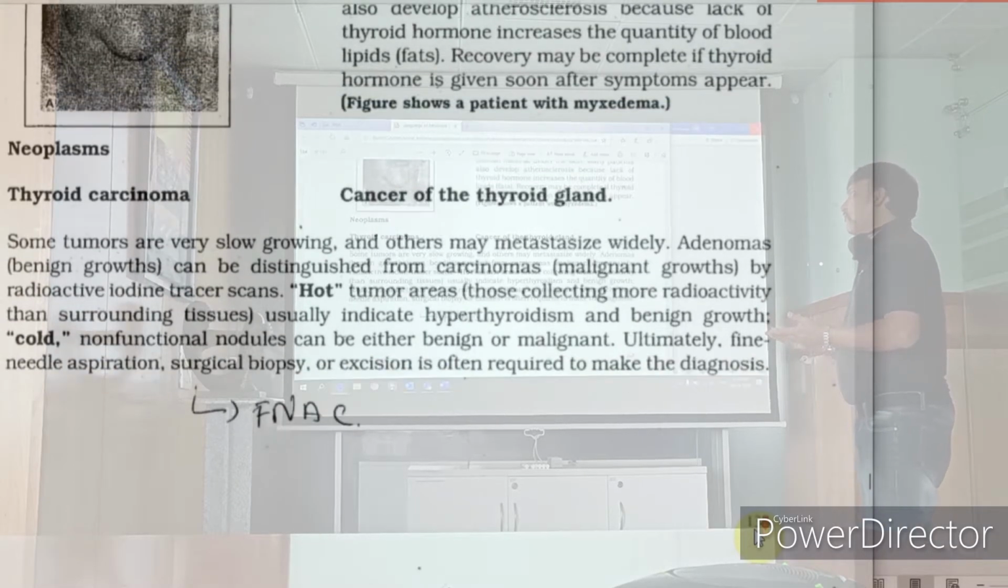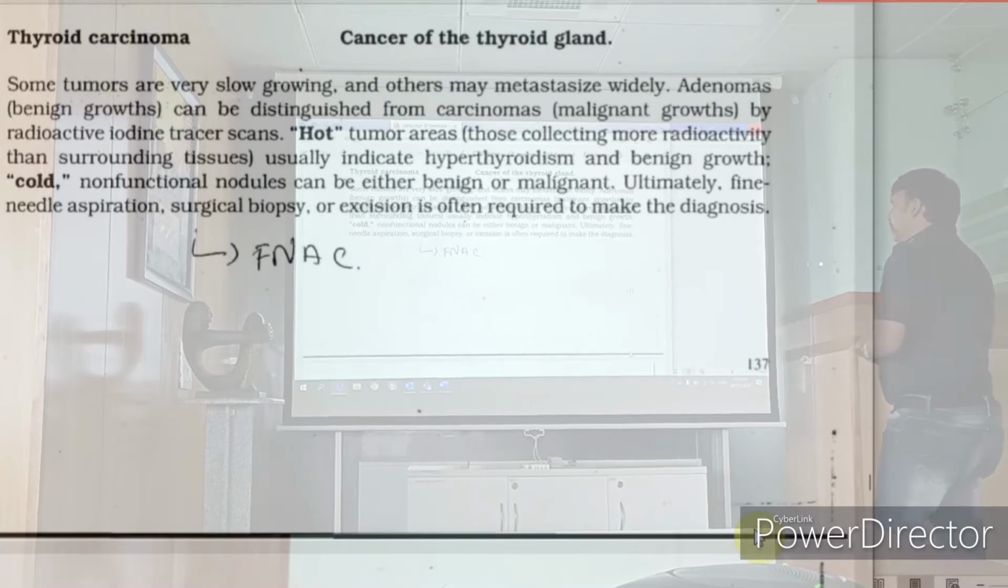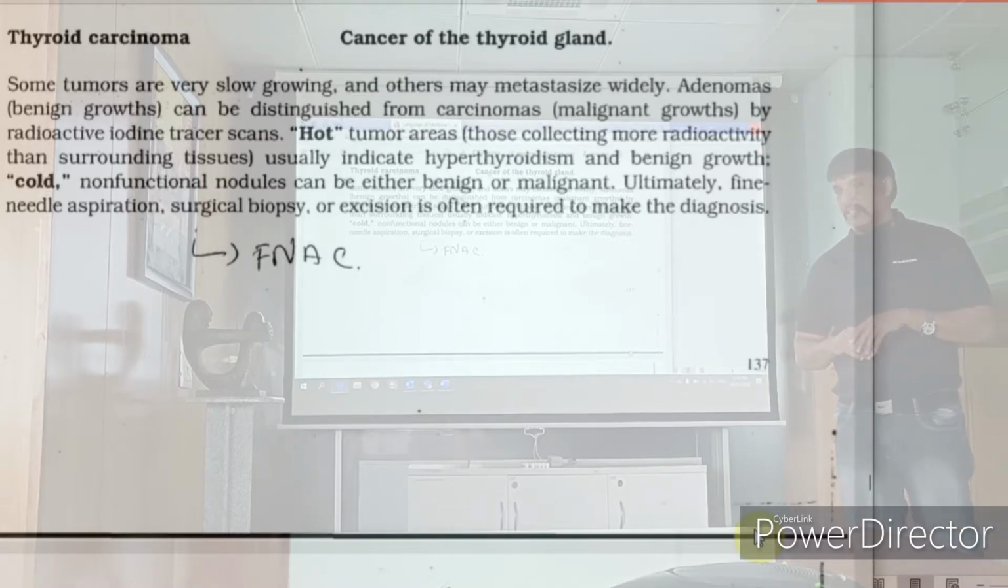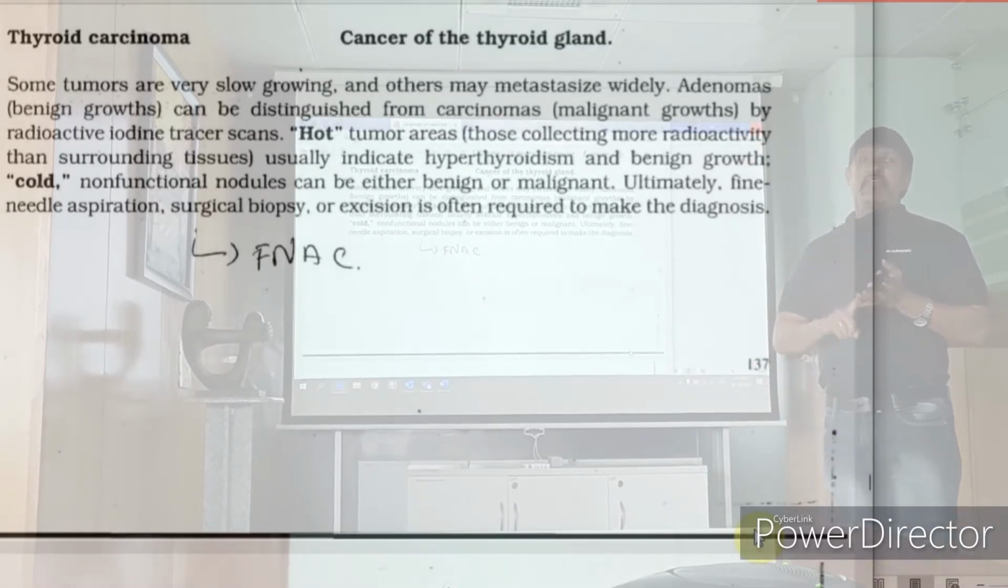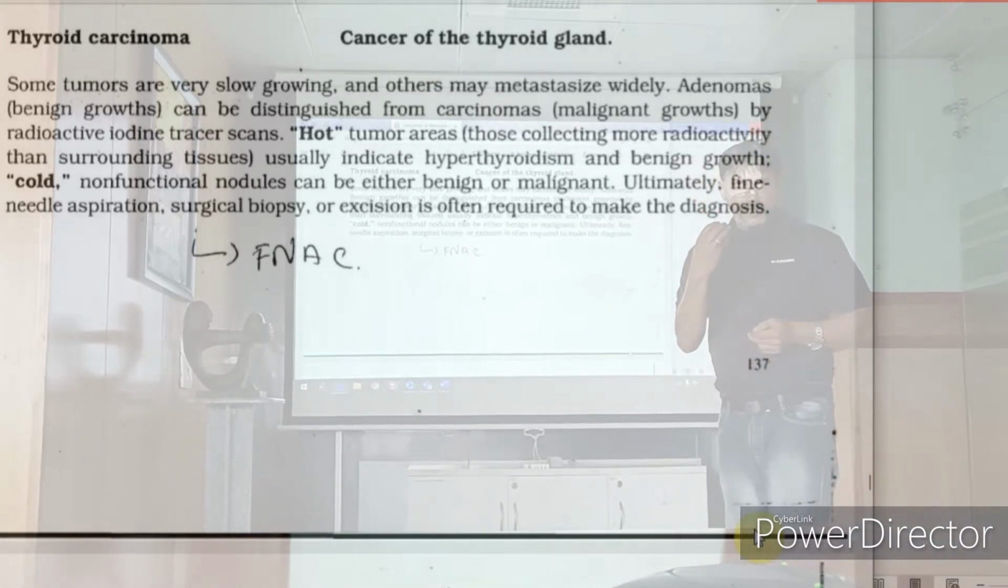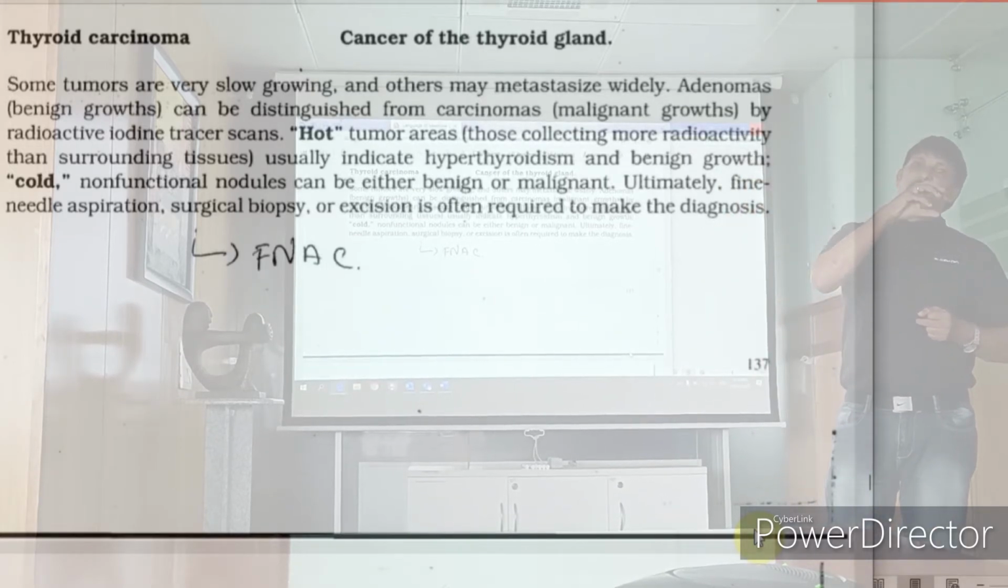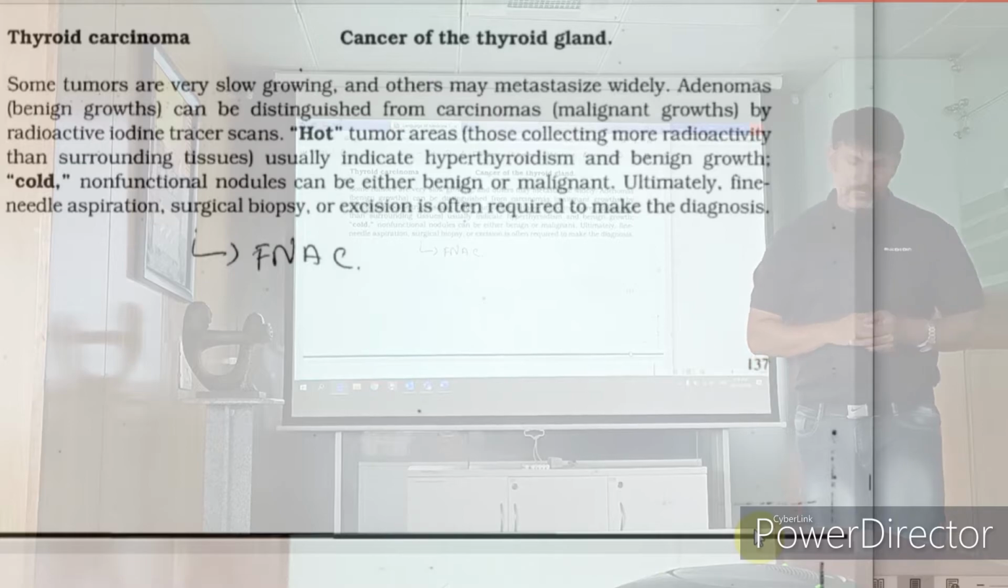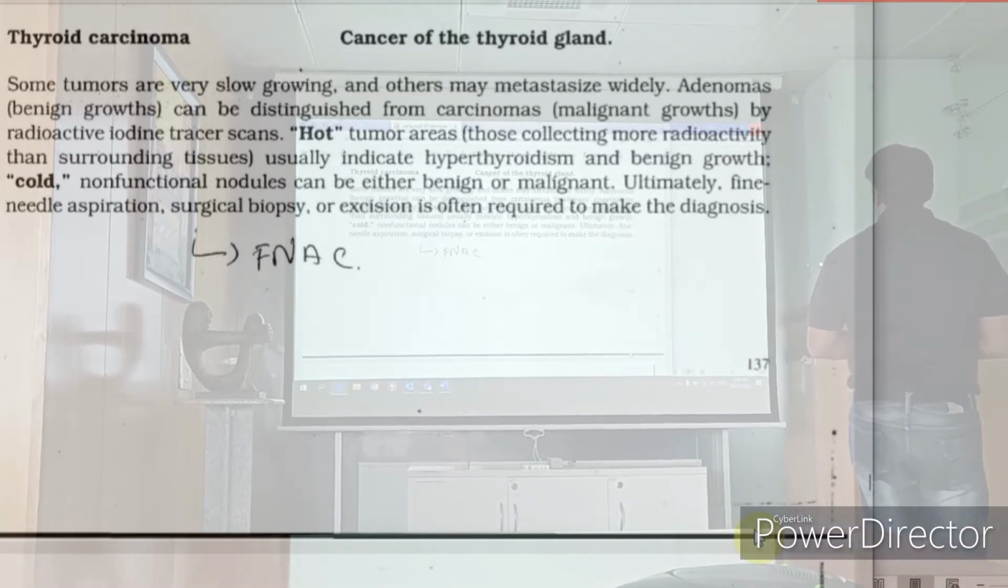Thyroid carcinoma is a cancer of the gland that can happen because of some metastasis somewhere. This can happen. Radioactive iodine is given to them to find out the hot spots. Hot tumor areas usually include hyperthyroidism and benign growth. Cold, also known as non-functional nodules, can be either benign or malignant. Ultimately, FNAC is done. FNAC is written down there. Fine needle aspiration cytology, meaning there is an equipment which has a very fine needle. They just insert it and take out the tissue for investigation. That is known as FNAC, fine needle aspiration cytology.